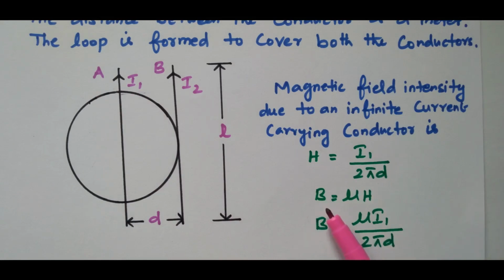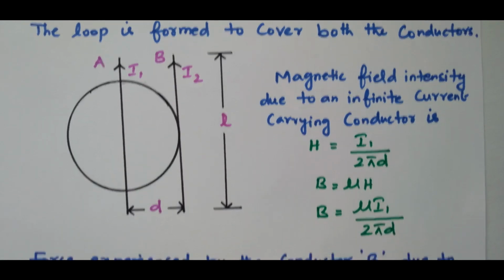Then what is the magnetic flux density? The relation is B equal to mu H. So the magnetic flux density B equals mu into H. H is nothing but I1 divided by 2 pi d. So B equals mu I1 divided by 2 pi d. So this refers to conductor A. The magnetic flux density of conductor A is nothing but mu I1 divided by 2 pi d.